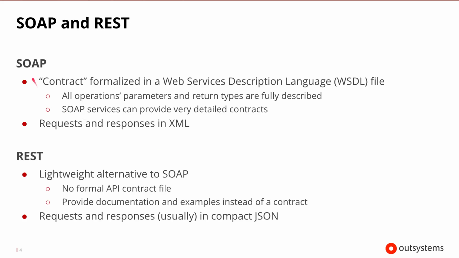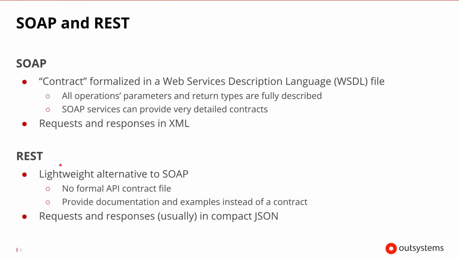So when we think about SOAP, SOAP has a very formalized contract, and that contract is described in a web services description language, or what is sometimes referred to as a WSDL file. And that WSDL file describes all of the operations, their input parameters, their return types, everything is fully described. And they have a tendency, if they need to be, very detailed as far as the contract and the information. And all of the requests and responses in SOAP web services are sent back and forth using XML.